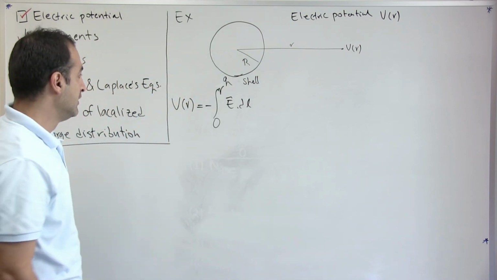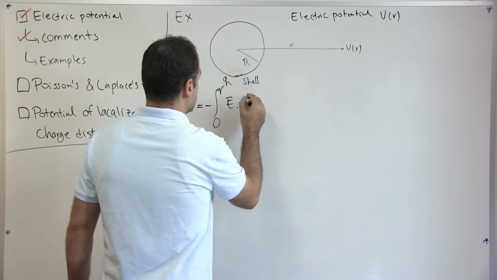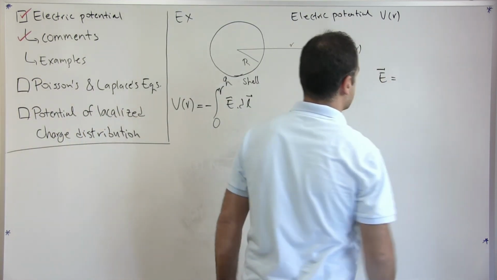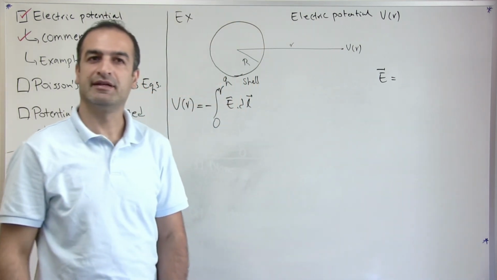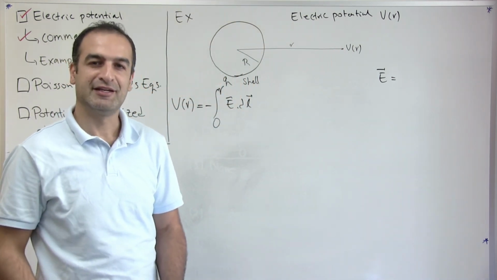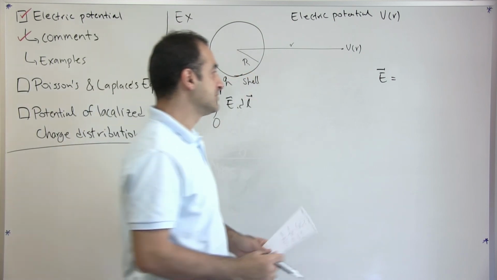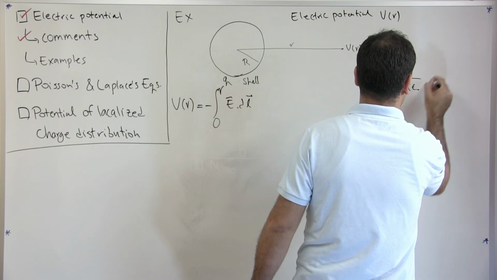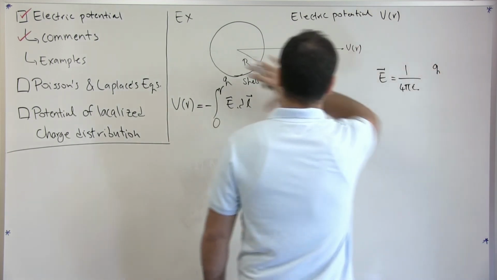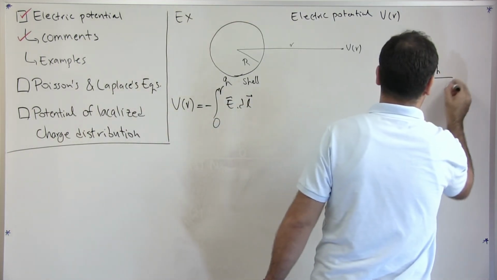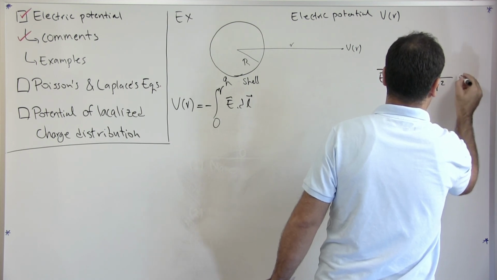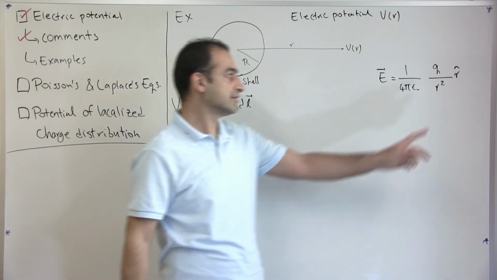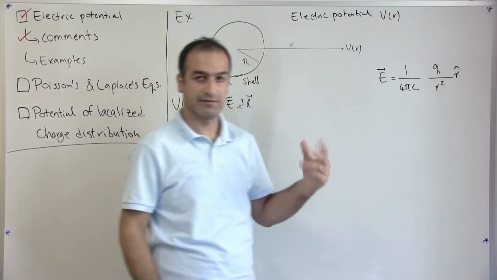Okay, so now we know what E is, right? E outside such a sphere, we calculated, I think last week, it really behaves like a point charge. So E is 1 over 4 pi epsilon 0 Q, which is the total charge on this shell, divided by R squared times R hat. Okay, so it's a unit vector in radial direction, and this is E as a function of R.